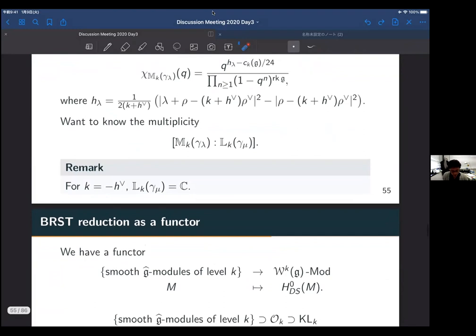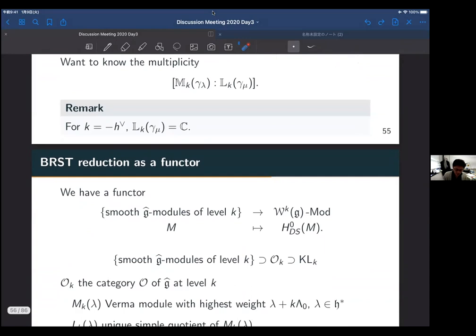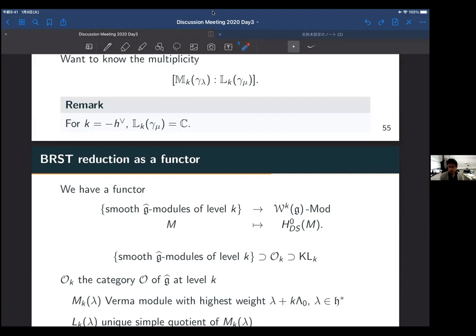Okay, so how can we do such a thing when we don't know the commutation relations of the algebra? We don't know the commutation relations, but we have this BRST reduction functor. As in the case of the finite dimensional setting, if you consider a smooth G-hat module M of level K and consider the cohomology with coefficients in M, this becomes a module of the W-algebra. So in this way, you get a functor from the category of smooth G-hat modules of level K to the category of modules of W-algebras.